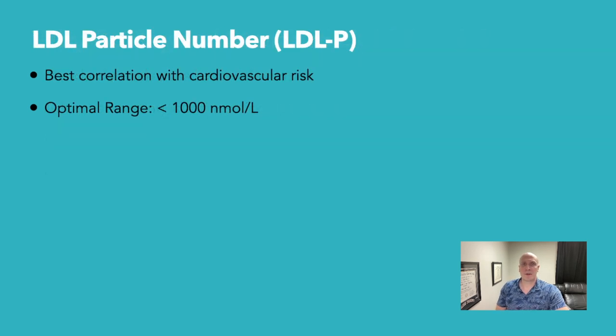The number one predictor for cardiovascular risk is going to be your LDL particle number. And the optimal range for that is less than 1,000. Now, if you have heart disease, the optimal number does go down somewhere between less than 500 to 700, but these are for people with average risk.